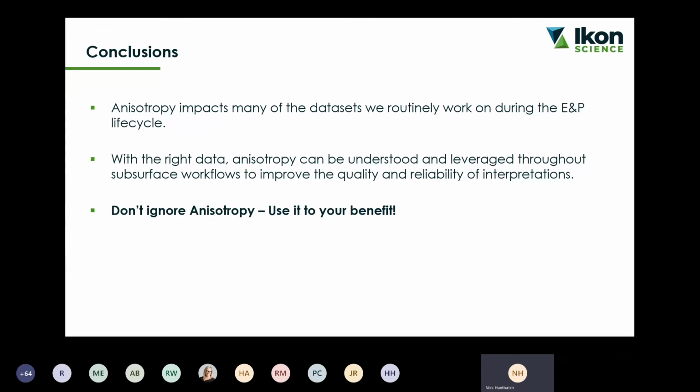And we need to be able to understand the impact on the workflows, because as we've seen in some of those examples, both in terms of understanding what amplitudes mean, understanding our predictions from seismic data, whether we've got a hydrocarbon bearing response or not, whether it's pore pressure predictions or wellbore stability, it can, in certain situations, have a real material impact on what we're doing. So don't ignore it, but we need to actually use it to our benefit. We need to use it to get better predictions in the subsurface.